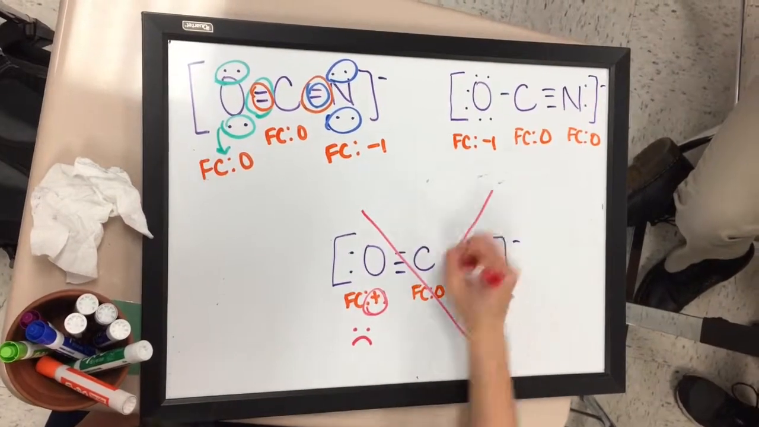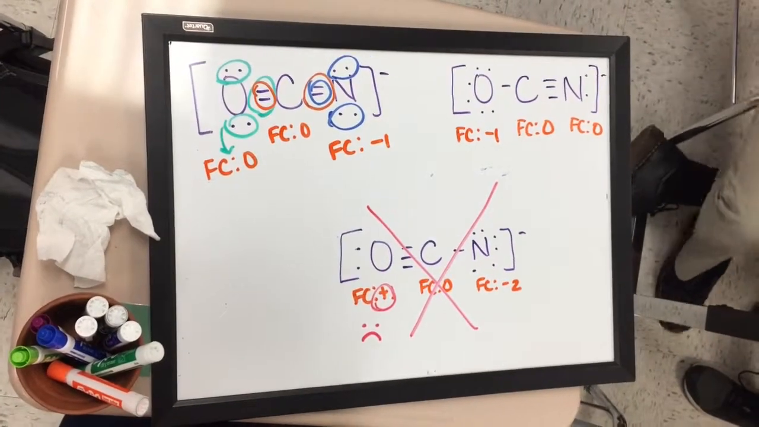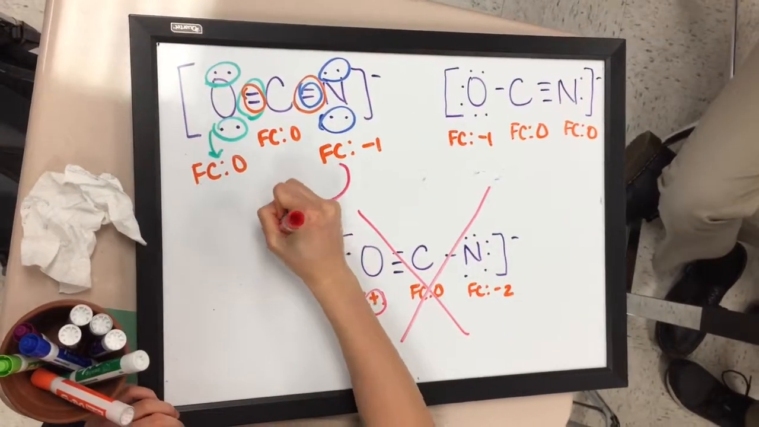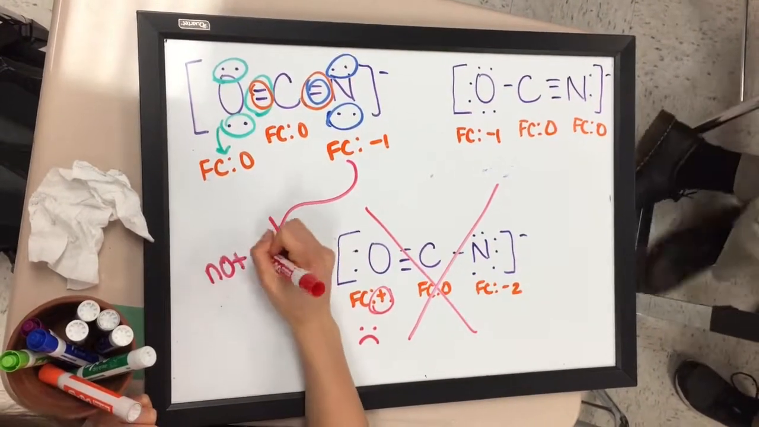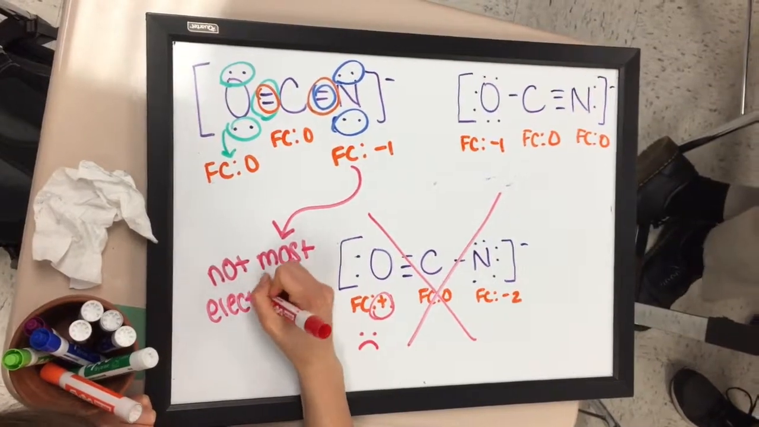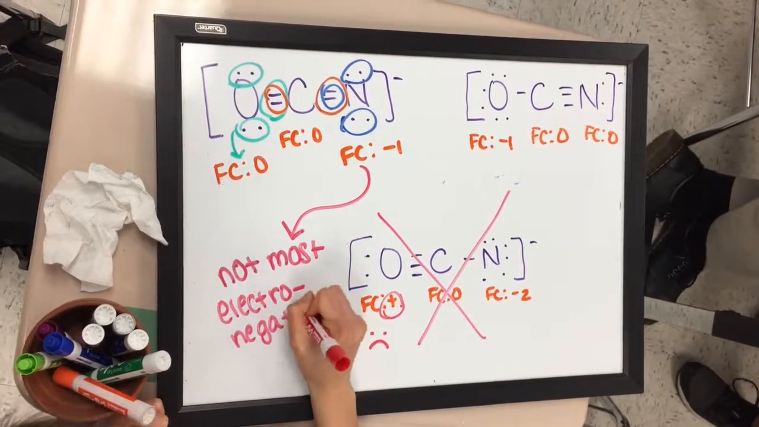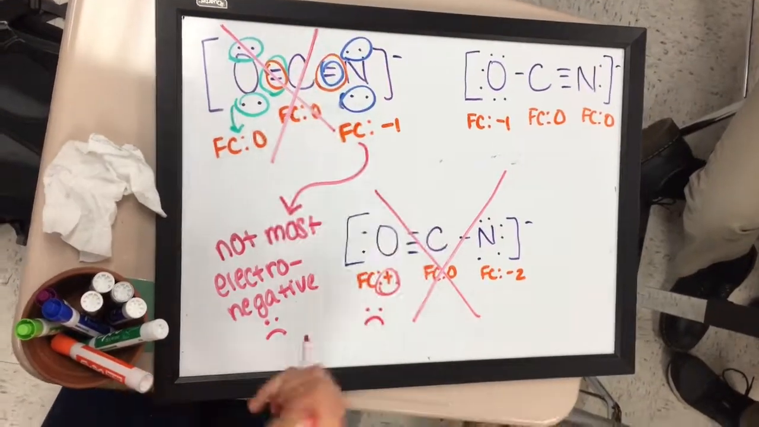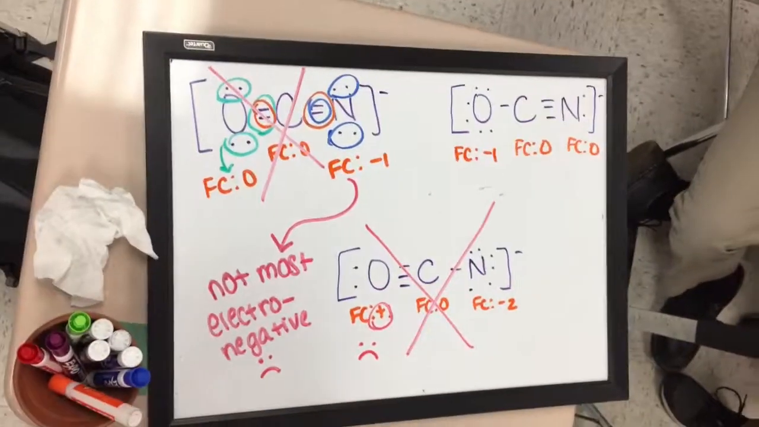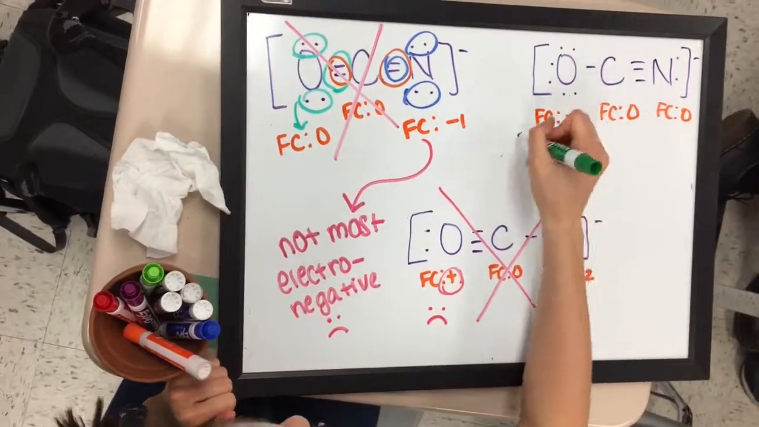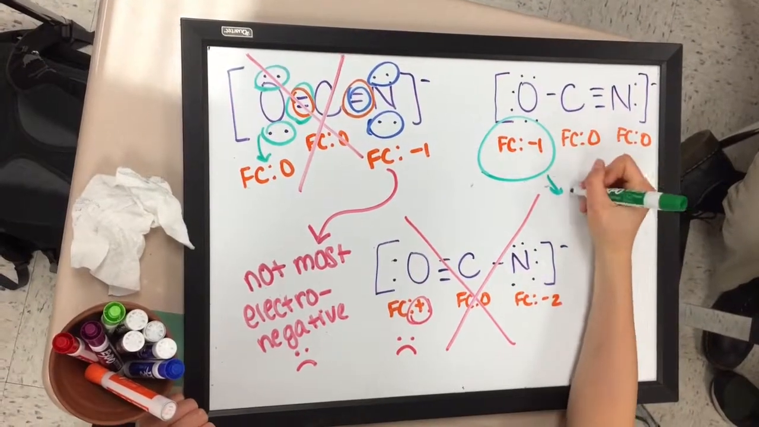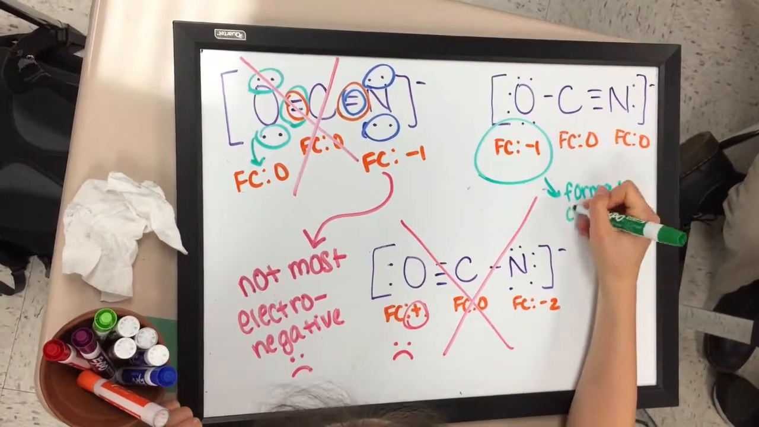Next, we should eliminate all the structures with atoms that have positive formal charges, because positive formal charges are a no-go. The ideal formal charge for a molecule is 0, but if there has to be a charge, it's always negative. It is most favorable for the most electronegative atom to have the formal charge. Therefore, it is most favorable for oxygen to carry the formal charge and not nitrogen, making the middle structure the most ideal Lewis dot structure.